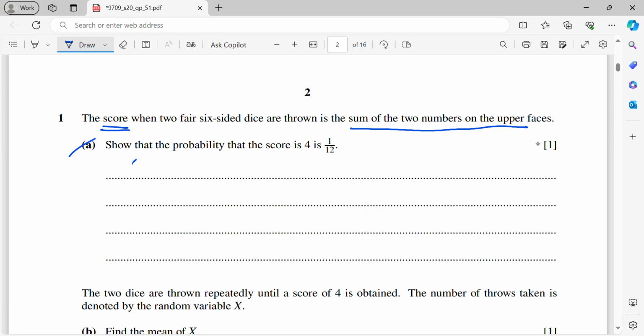Right, so to get 4, we know that it must be 1 plus 3, 3 plus 1, or 2 plus 2. The first number is the number shown on the first dice, and the second number is the upper face number of the second dice. So now the probability.